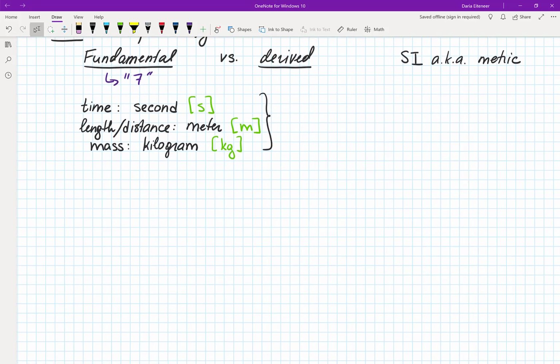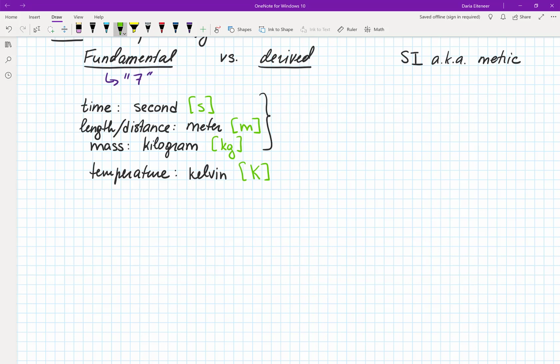We will also see the unit of temperature at some point. The unit is called Kelvin. Now, this is one of the ones that sometimes people say is not a fundamental unit. So that's part of the reason why that 7 is in quotation marks.